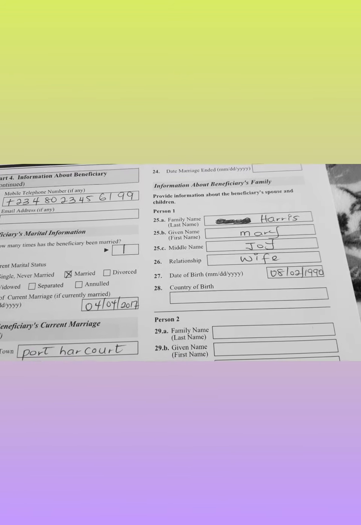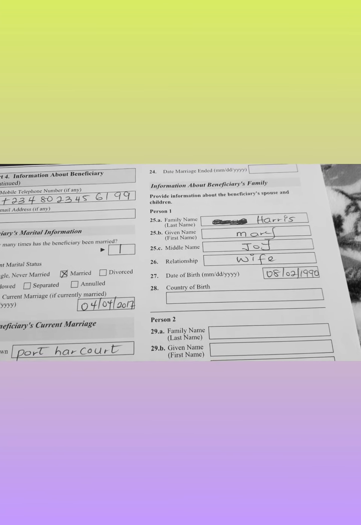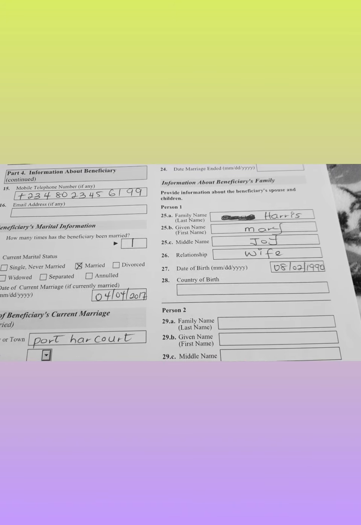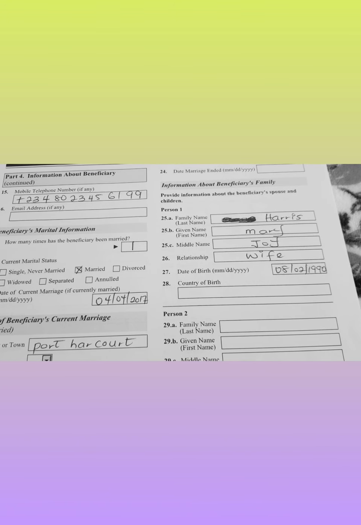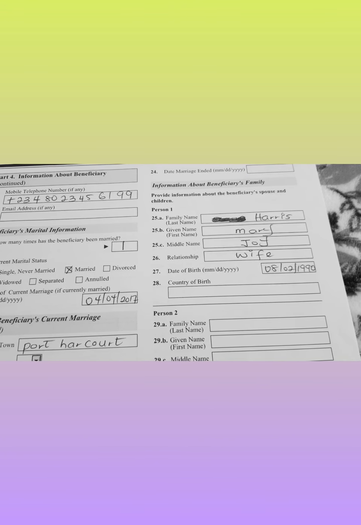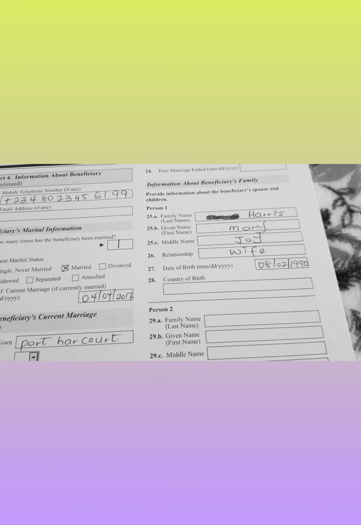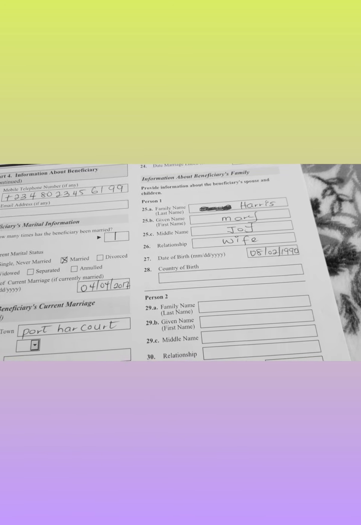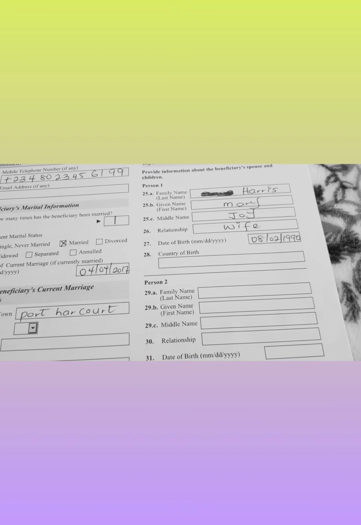It says provide information about the beneficiary's spouse and children. 25A says the last name. So we start with Kelvin's wife first. The last name is Harris. 25B, the first name is Mary. Then 25C, the middle name is Joy. They wanted the relationship on 26, which is wife.